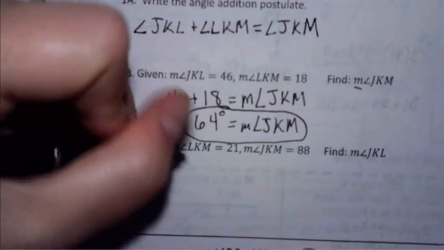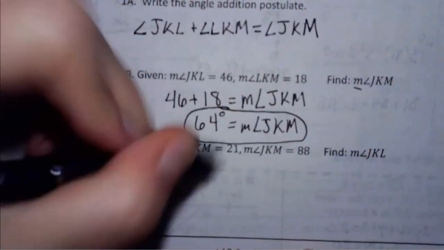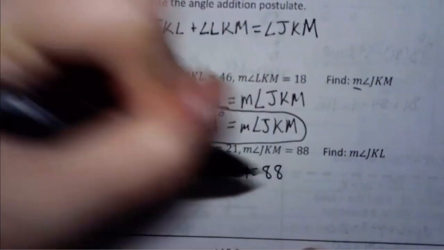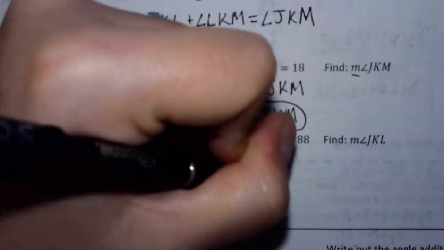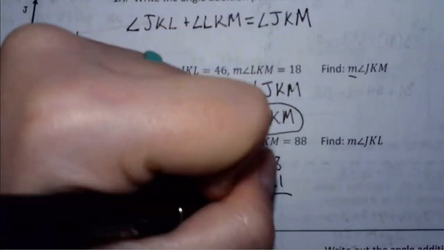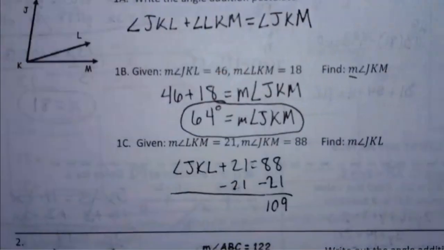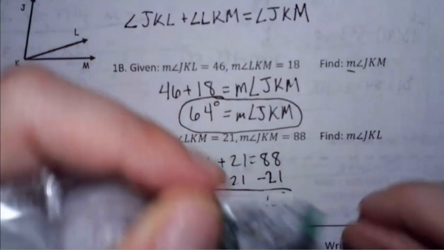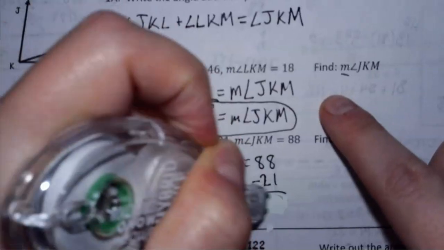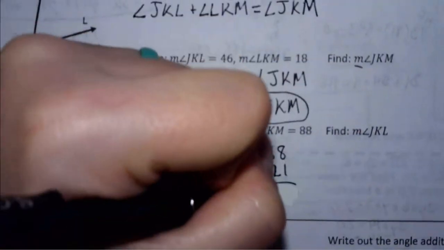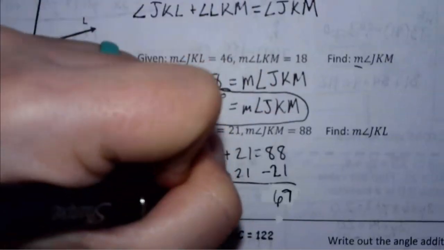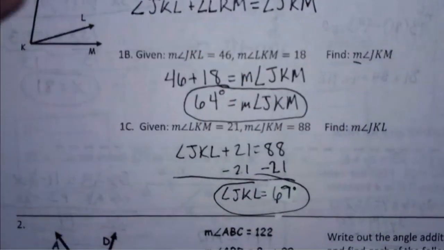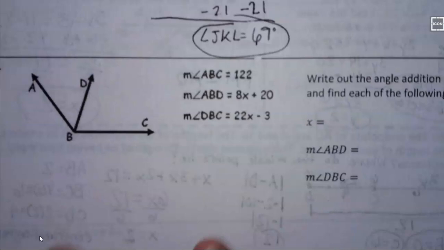Okay, and then for this one, LKM, we're looking for JKL. So JKL plus 21 is 88. This is one where we have to subtract, so we subtract 21 on both sides. And then 109 is not right because I just added, but I should have subtracted, so act like that didn't happen. 67, that's better. Angle JKL is 67 degrees.